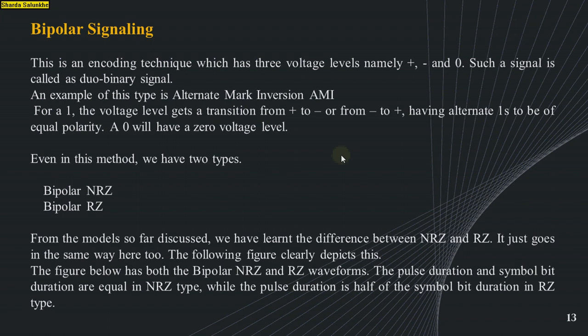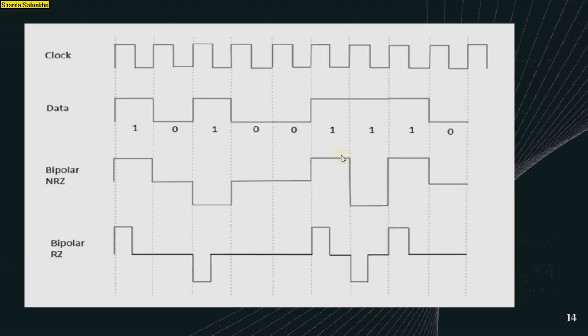It just goes in the same way here too. And the following figures, we can get the idea. In the figure, both bipolar NRZ and RZ waveforms are there. The pulse duration and the symbol bit duration are equal in the NRZ type, while the pulse duration is half of the symbol bit duration in the RZ type. So these are the figures.